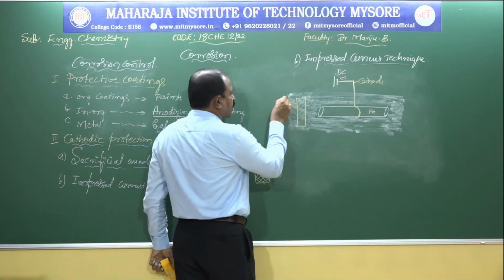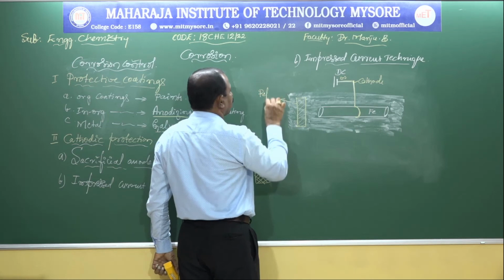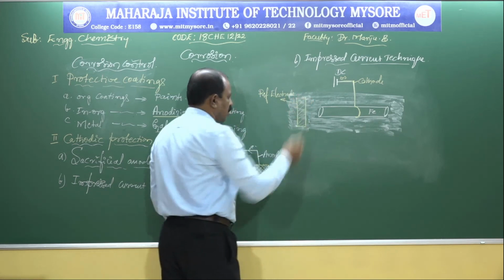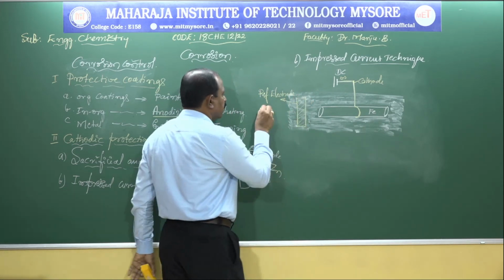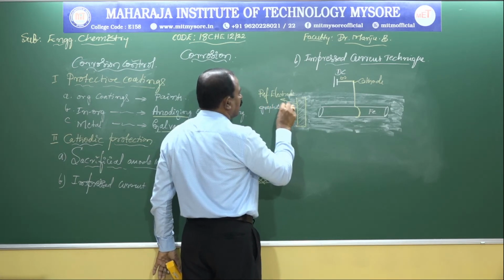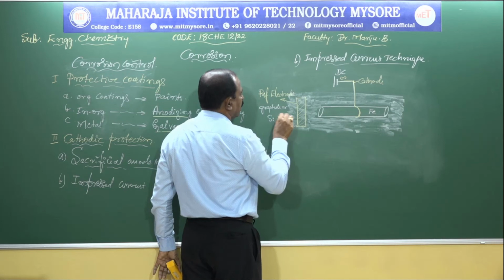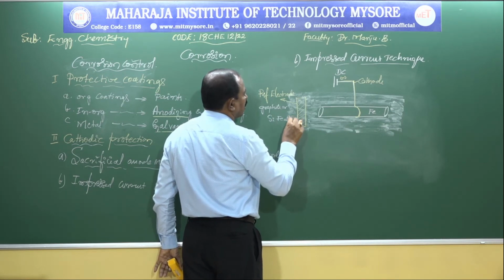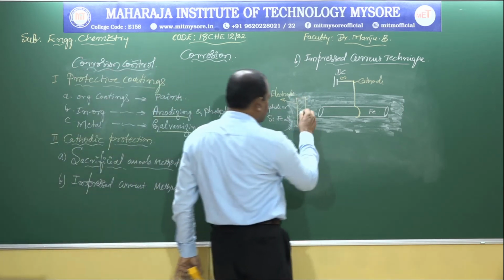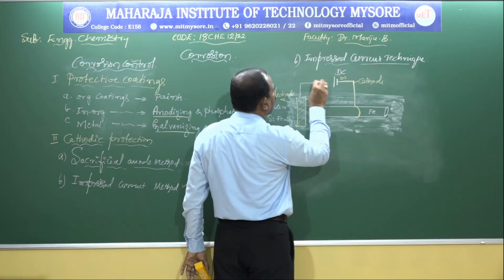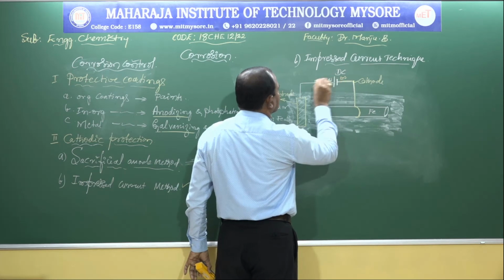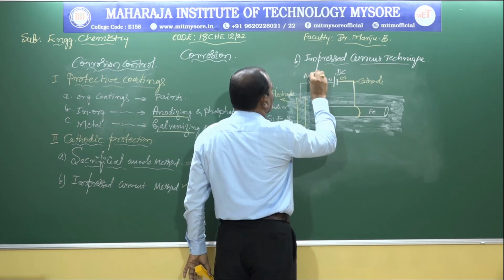Now this is the reference electrode. It may be a graphite rod or silicon iron alloy. Generally these metals are used as the reference electrode to pass the current. This is also buried inside the soil and connected to the terminal. Now this is the positive terminal, and this acts as anode, okay.